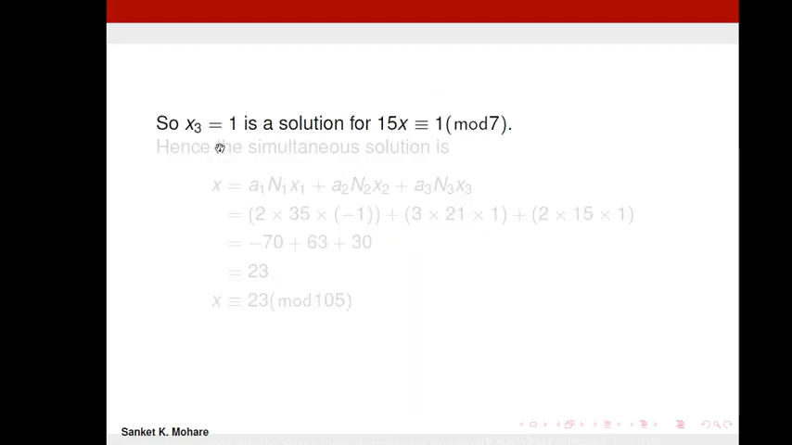Hence the simultaneous solution is this. In the proof of the Chinese remainder theorem, we denote this as x bar. x bar equals a1 N1 x1 plus a2 N2 x2 plus a3 N3 x3, and so on, up to ar Nr xr. So here there are three congruences. So x equals a1 capital N1 x1 plus a2 capital N2 x2 plus a3 capital N3 x3. So this is the simultaneous solution.